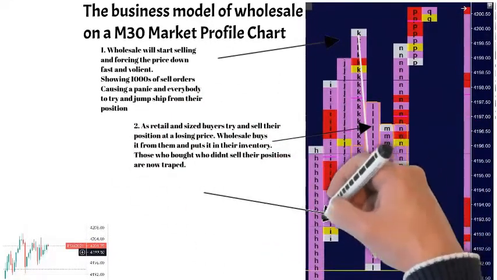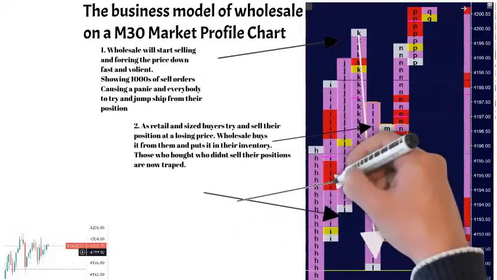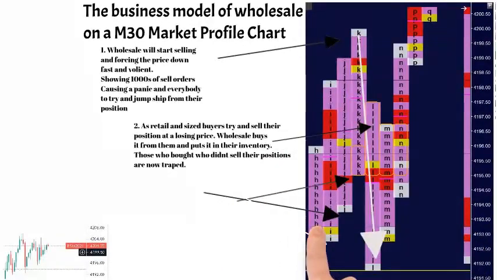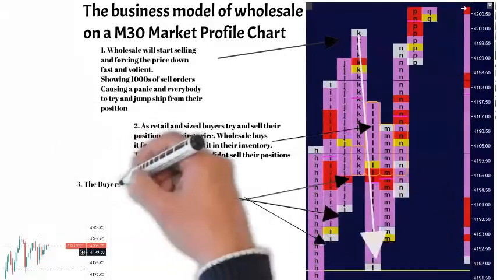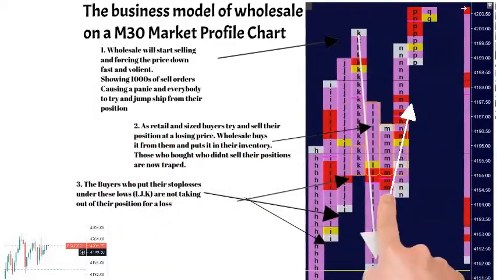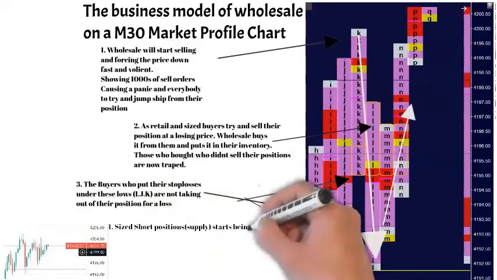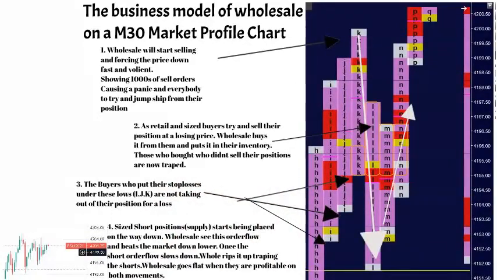So let's start with step 1, right? Doing the rug pull, right? Wholesale will start selling and forcing the price down fast and violently, showing thousands of sell orders, causing a panic, and everybody who bought on the way up will try and jump ship from their positions, right? And as retail and size buyers try and sell the positions that are losing price, wholesale buys it up from them and puts it back into their inventory, right? And those who bought who didn't sell their positions are now trapped. All right.